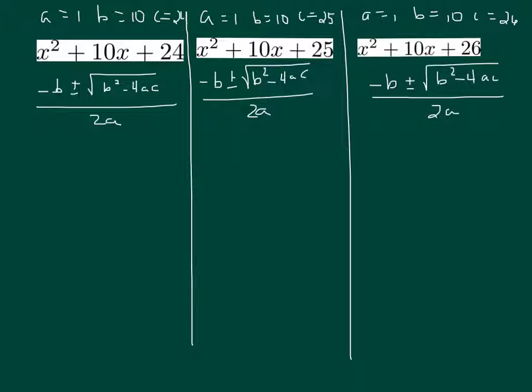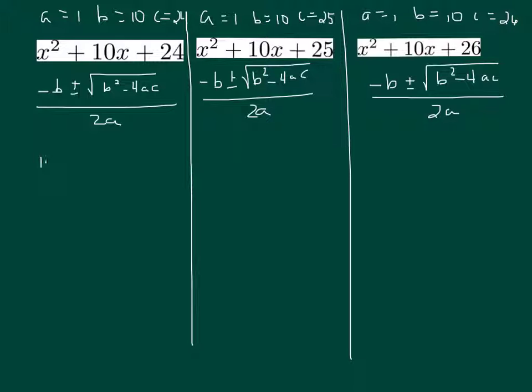If you notice, every equation is going to have this part the same and this part the same. So for now, I'm going to ignore that and only look at the discriminant, which is this part right here. It's the part that's going to change, because that's the only part that has the c value, which is the only thing that changes in these three equations. So I'm going to substitute that.